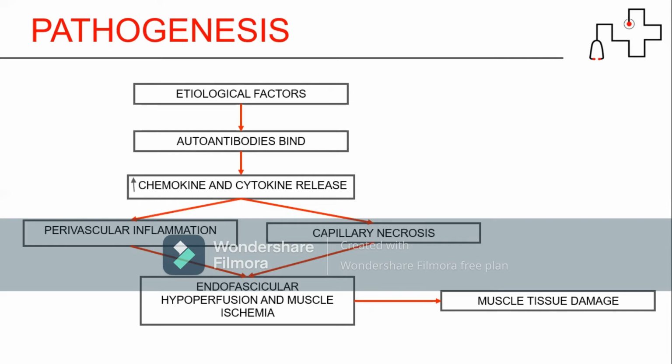Then the perivascular inflammation and capillary necrosis result in fascicular hypoperfusion and muscle ischemia because of the lack of blood supply to the myofibers. It then causes muscle tissue damage. The inflammatory infiltrates destroy cellular components of the muscle.